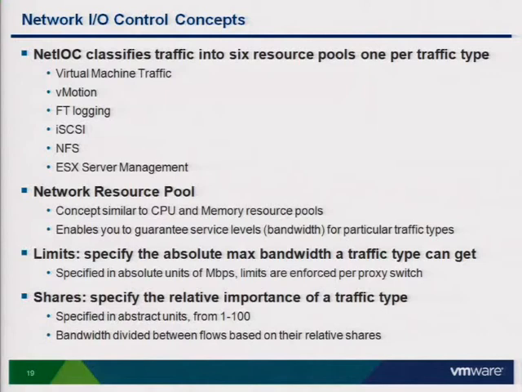There are 2 knobs that network resource pools provide you with. The first one is limits. It's specified as an absolute number in megabits per second, and it's enforced per proxy switch. The second one is shares. It's very similar to the memory and CPU configuration knob. It's specified in abstract units from 1 to 100. And shares inherently are work conserving. So if you have assigned 100 shares to NFS and there's no NFS traffic, then we'll just redistribute the shares amongst the other traffic types. So it's not a hard limit like reservation is.